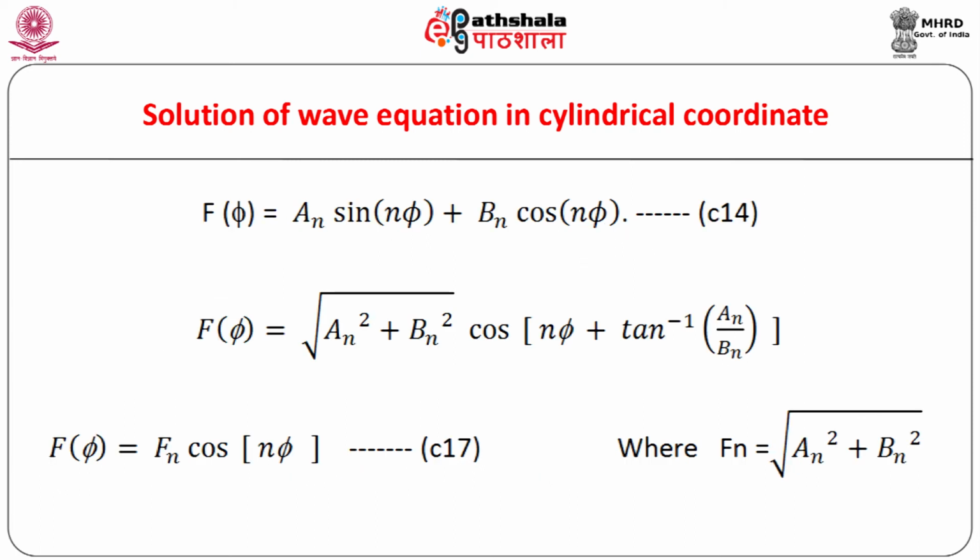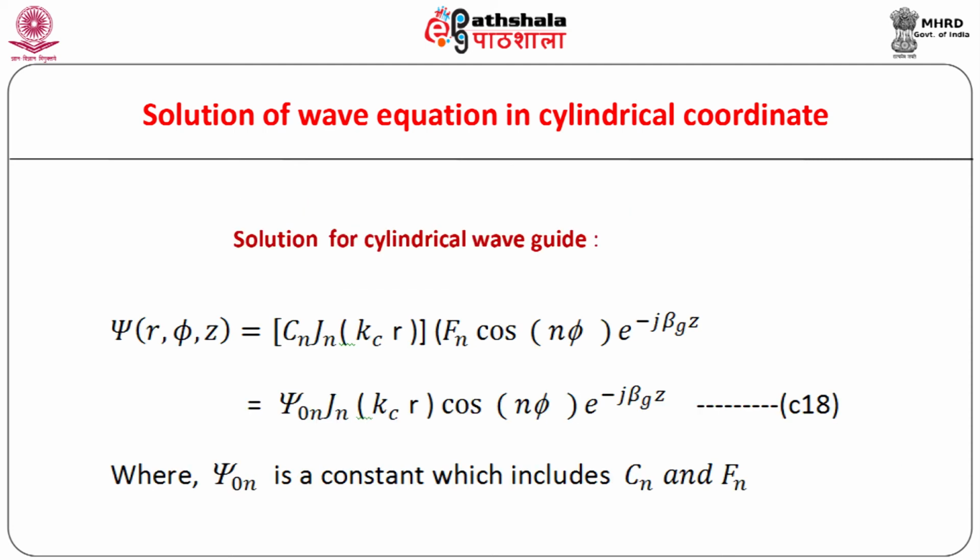Now, consider the function f of phi. With the help of an interesting technique in trigonometry, we can express f of phi in a compact form as shown. Further, taking advantage of arbitrariness in the choice of reference for measurement of azimuthal angle phi, we can reduce the equation as shown. Thus, the solution psi for cylindrical waveguide under consideration becomes as shown, where psi 0 n is a constant which includes Cn and Fn.